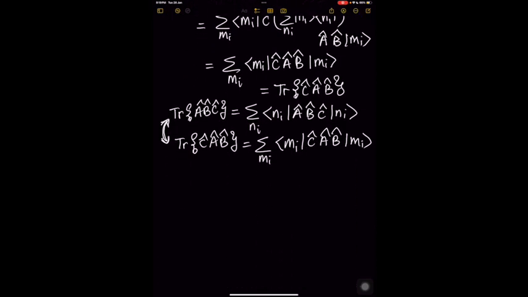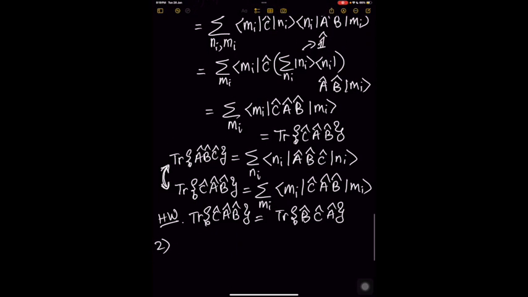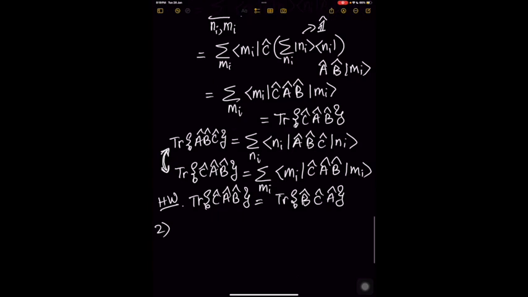Okay, so before I continue, please go on and prove that the trace of c hat, a hat, b hat is equal to the trace of b hat, c hat, a hat. So this is homework. Now, the trace of ABC being equal to the trace of CAB would only be true if the trace, the mathematical operation, is basis independent.